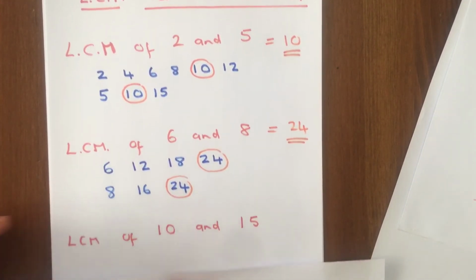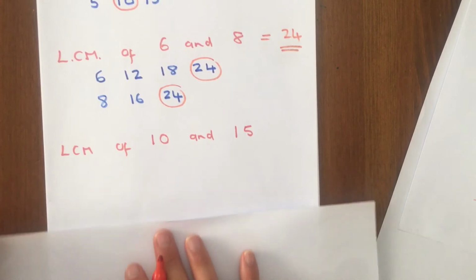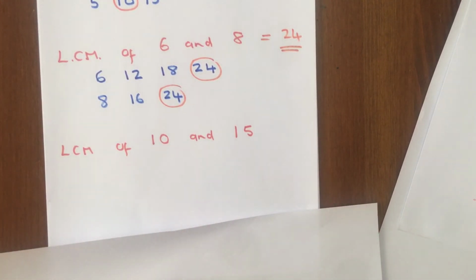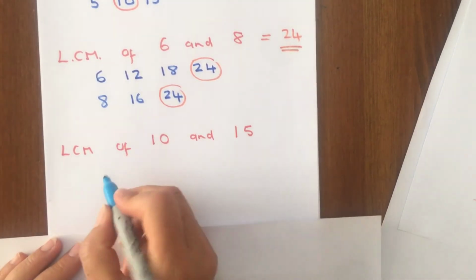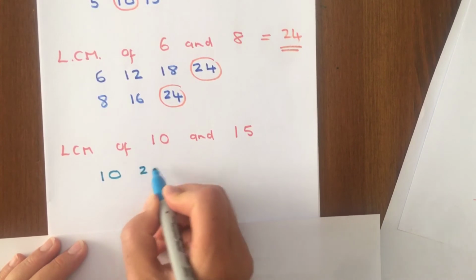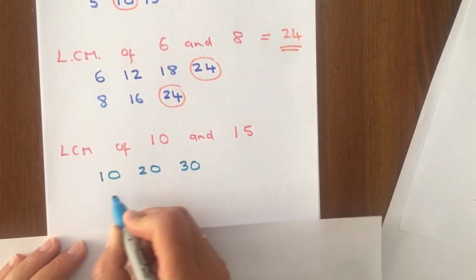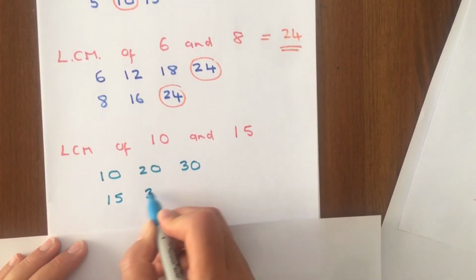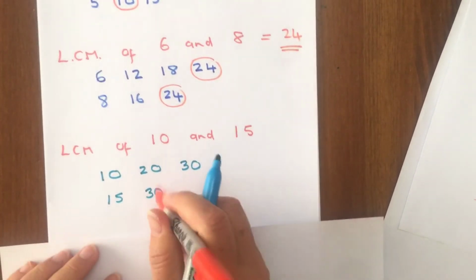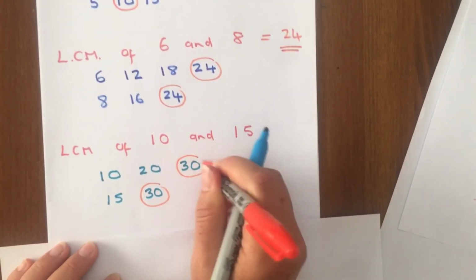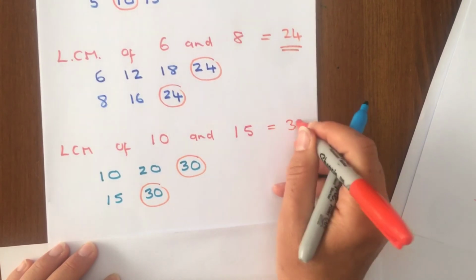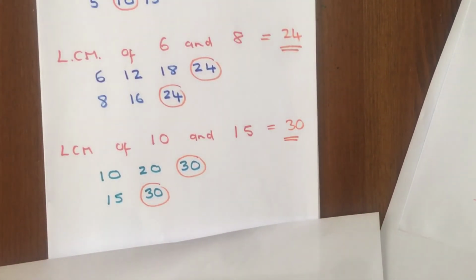Okay, one more go. The lowest common multiple of 10 and 15. Pause. Have a go. Let's see how you got on. Okay, multiples of 10. They're easy. Multiples of 15. I can see 30 is my lowest common multiple.